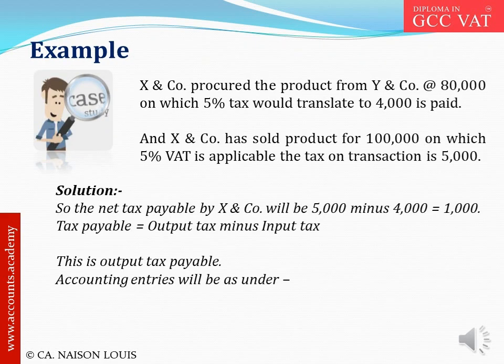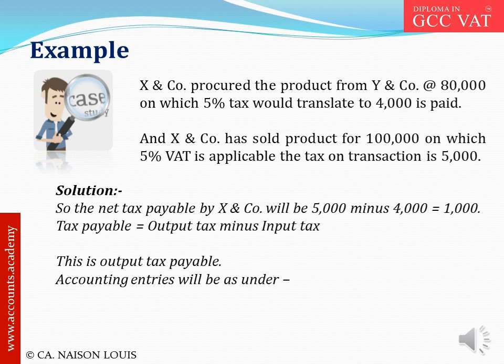Let us take an example here. X and company procured the product from Y and company for 80,000 dirhams, on which 5% tax is also paid. That comes to 4,000. And X and company has sold product for 1 lakh dirhams, on which 5% VAT is applicable, and the tax on transaction is 5,000. Solution. So in this case we can see the tax payable by X and company is 5,000 minus 4,000, that is 1,000 dirhams, because tax payable is output tax minus input tax.